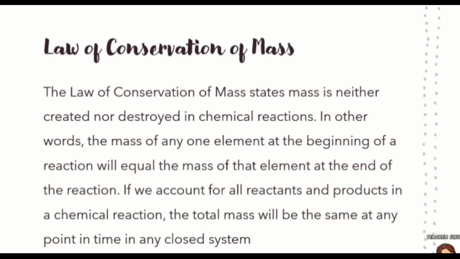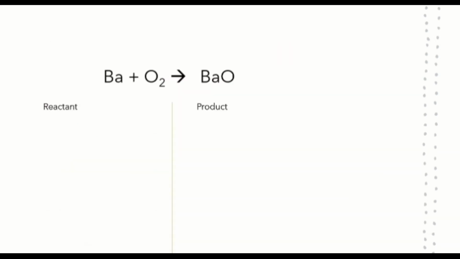We need to balance every chemical equation in order to follow the law of conservation of mass. The law of conservation of mass states mass is neither created nor destroyed in a chemical reaction. In other words, the mass of any one element at the beginning of the reaction will equal the mass of that element at the end of the reaction. If we account for all reactants and products in a chemical reaction, the total mass will be the same at any point in any closed system.